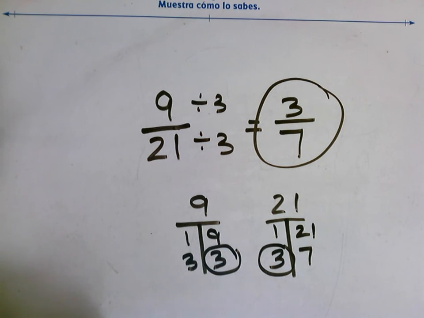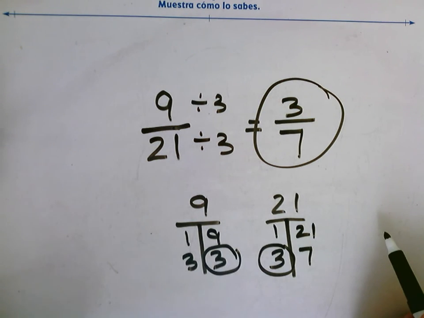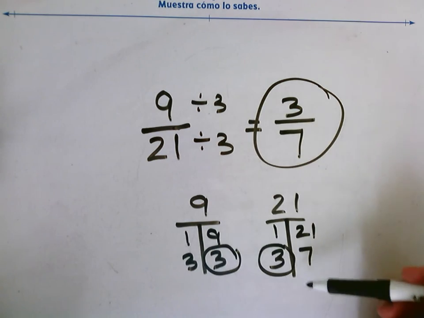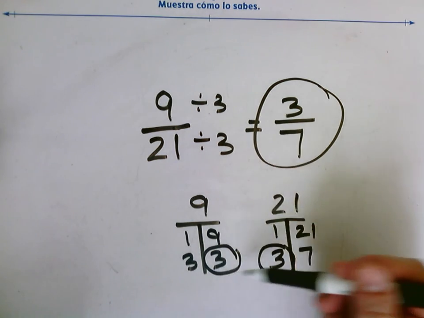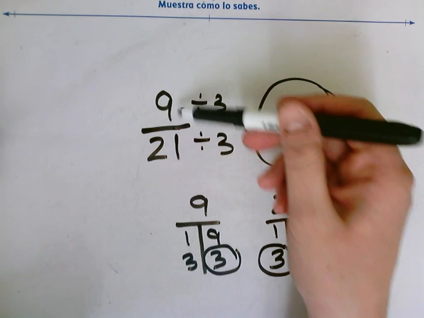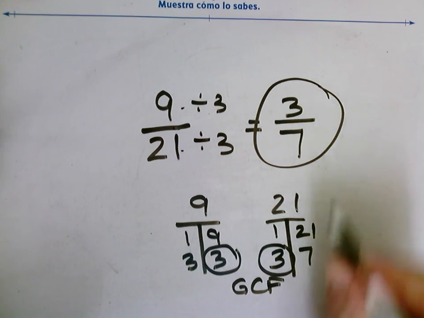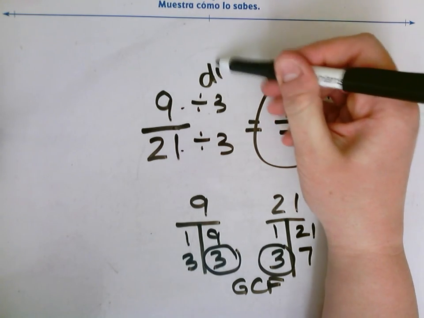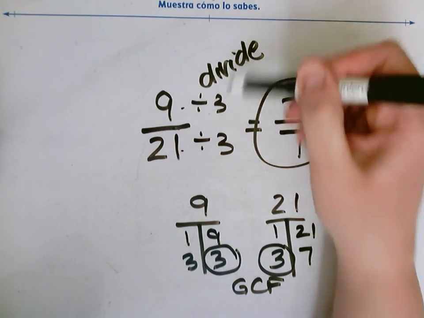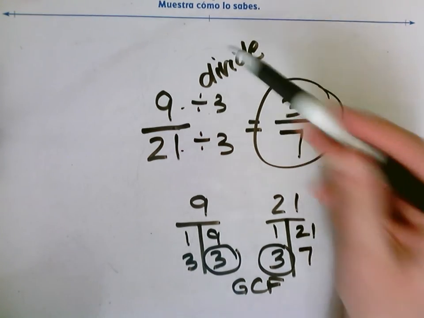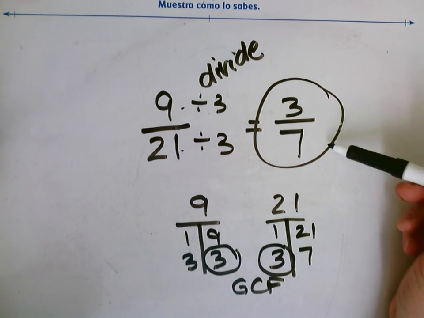All right, so again, the steps are: list your factors of both your numerator and your denominator, find your greatest common factor, and then divide your numerator and your denominator by your greatest common factor to find your simplest form.